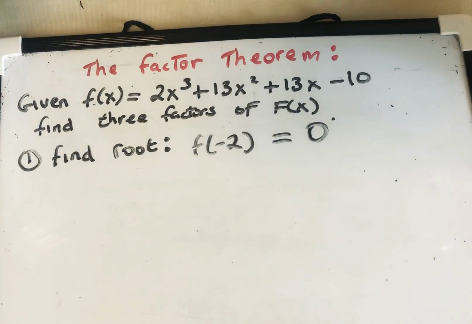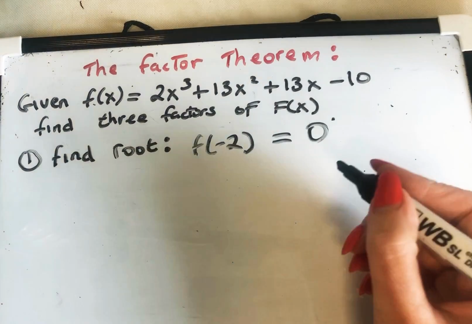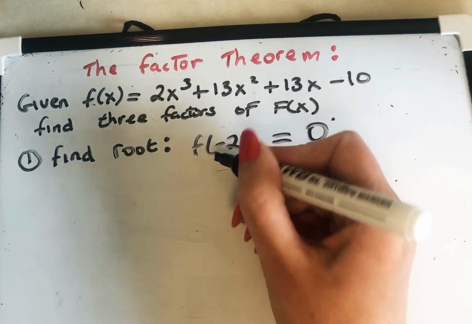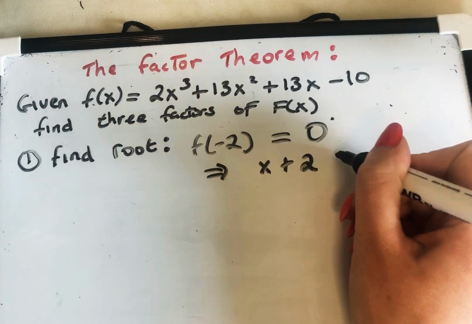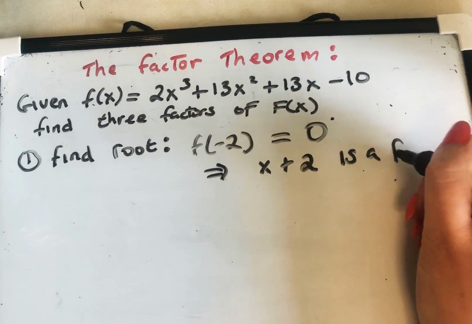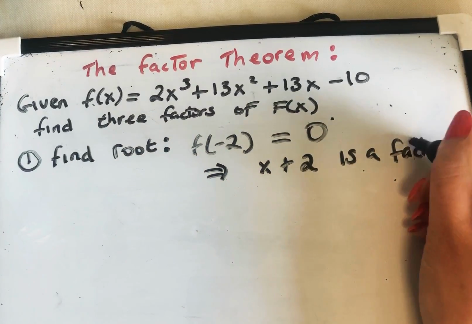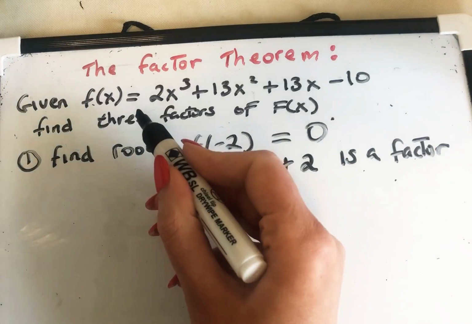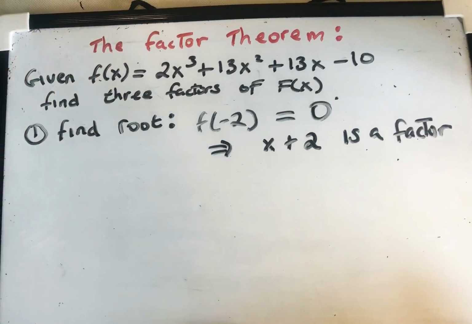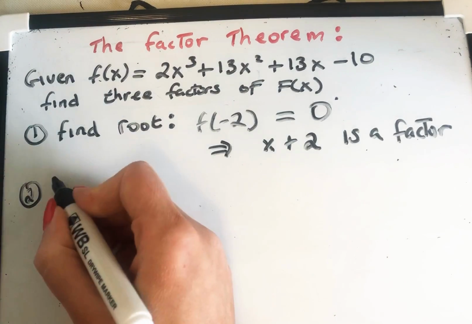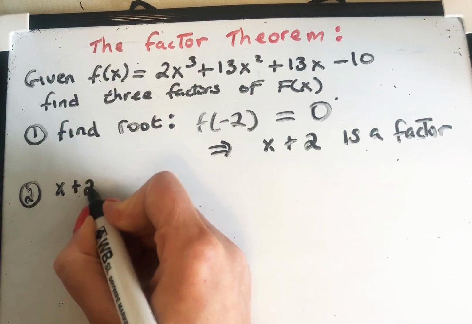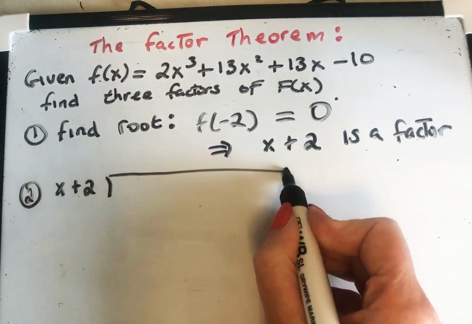Because -2 is a root, this implies that x plus 2 is a factor. So that's one of our factors found. Now we have to find the next two. To find the next two, we're going to long divide x plus 2 into our cubic.